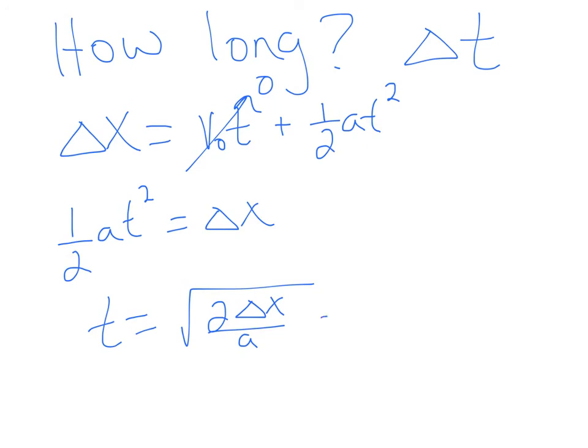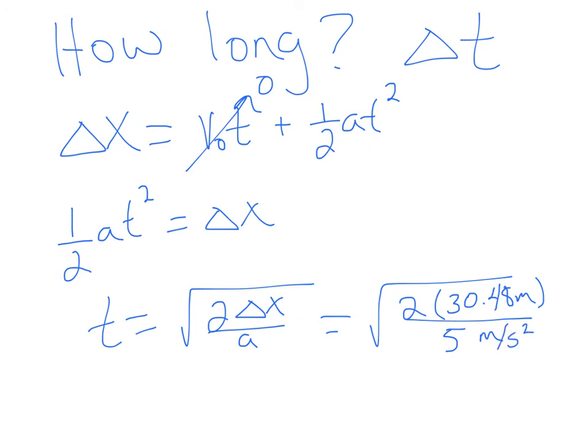And so now we can plug in our information that we had from before, which is the displacement, which is 2 times 30.48 meters. And we're going to divide that by an acceleration of 5 meters per second squared. And this comes out to approximately 3.5 seconds. So it takes that car about 3.5 seconds to travel the 100 feet.